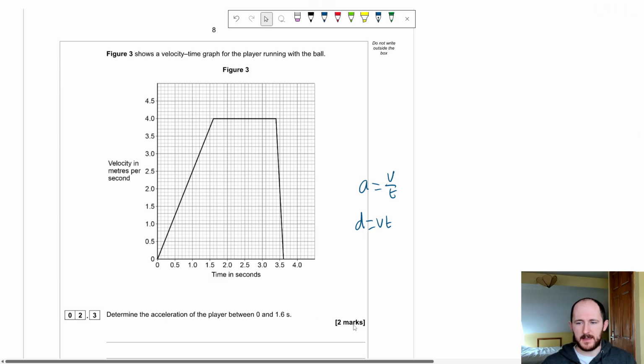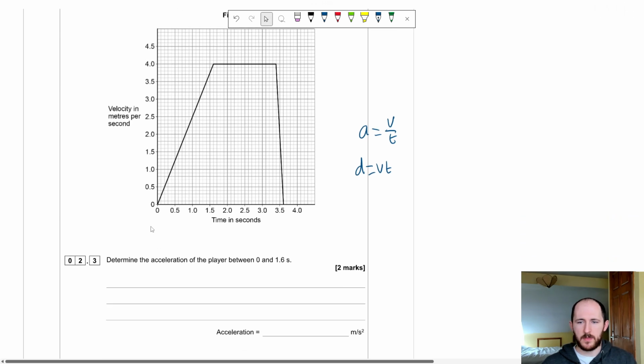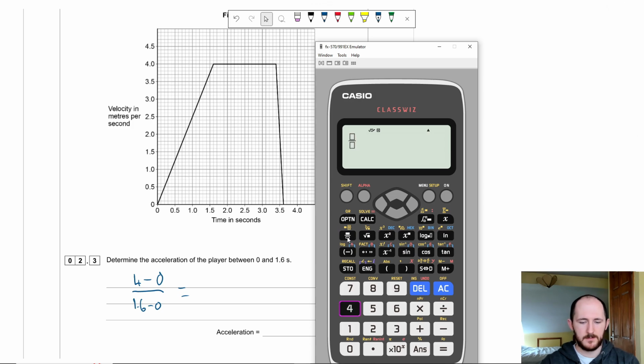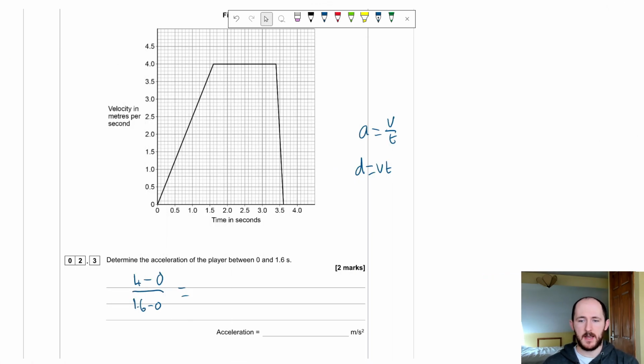So determining the acceleration between 0 and 1.6, well, the velocity starts off at 0, so I want to put 0 there, and it ends at 4. So we have 4 take away 0 over 1.6 take away 0. I should be able to do this in my head, but I'm not going to. 5 over 2, so 2.5 meters per second squared.